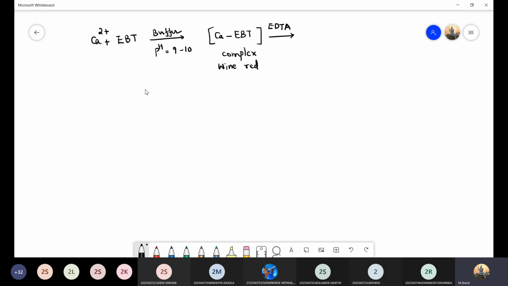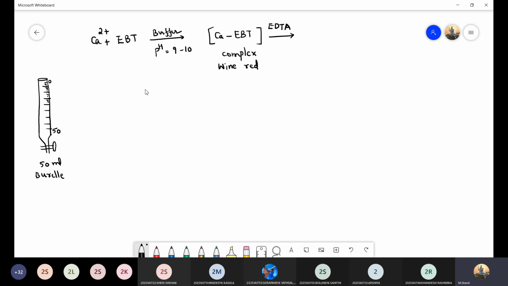What is EDTA? EDTA is nothing but a titrant. I'll just draw here. Can somebody guess what this is? These are the markings. Here the capacity of this will be 50 ml. What is this? Burette, ma'am. Exactly. Very good. So this is your burette.